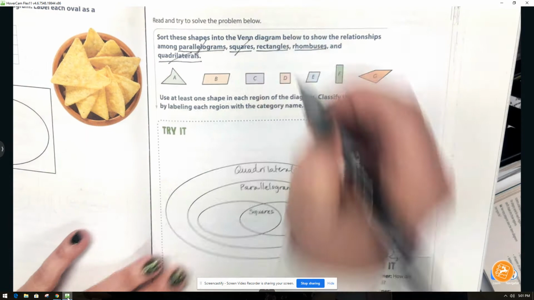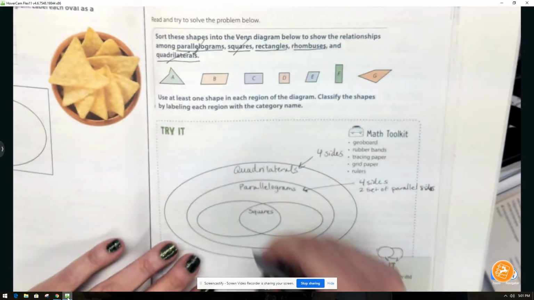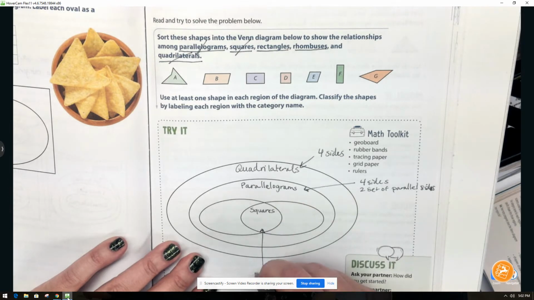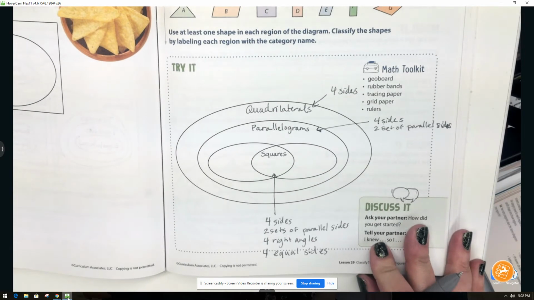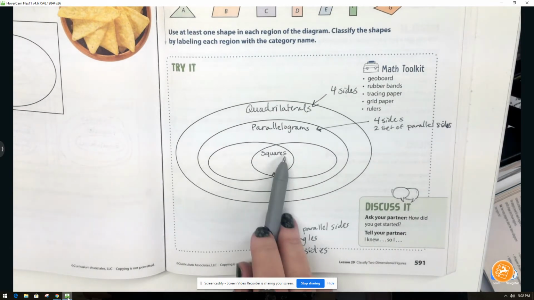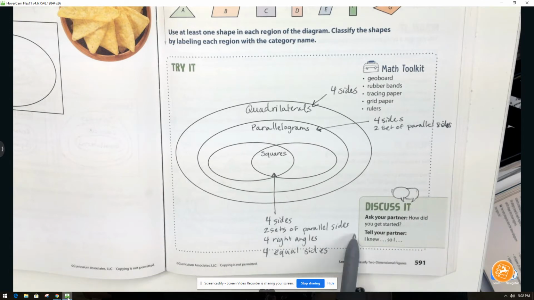Because we know that squares are our most specific because they have, and here we'll do the attributes here, 4 sides. They have 2 sets of parallel sides. They have 4 right angles. And they have 4 equal sides. Now, oh, you can't see any of that. Sorry about that. So we know that these are all the attributes that a square has: 4 sides, 2 sets of parallel sides, 4 right angles, and 4 equal sides.